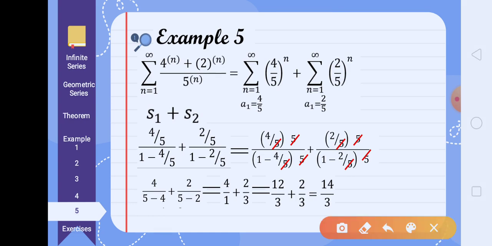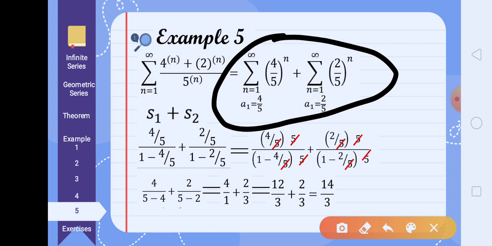So next is multiply both numerator and denominator by 5. So cancel this, cancel this, cancel this, cancel this, cancel, and cancel. The remaining will be 4 over 5 minus 4 plus 2 over 5 minus 2. So 5 minus 4 is equal to 1, and 5 minus 2 is equal to 3. So that's 4 over 1 plus 2 over 3. So we need to add these 2. So this will become 12 over 3 plus 2 over 3, and 12 plus 2 is 14. So 14 over 3. So this is our final answer for these two summations, for this geometric series.